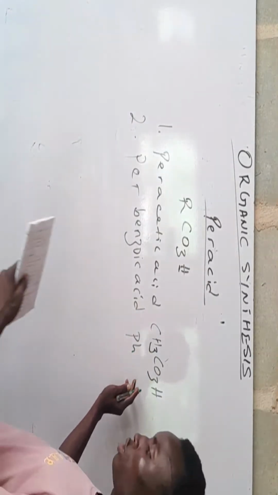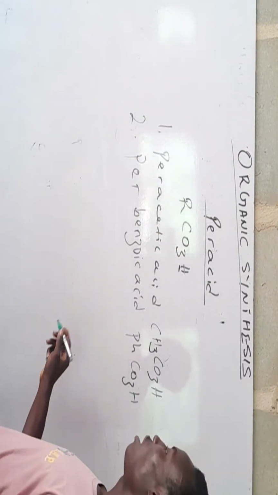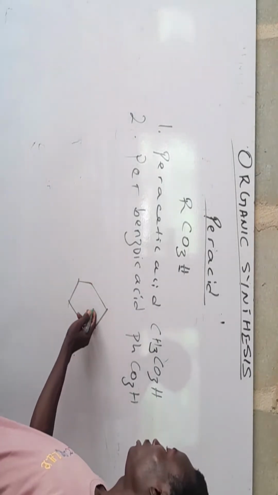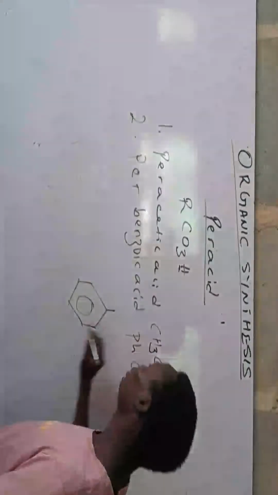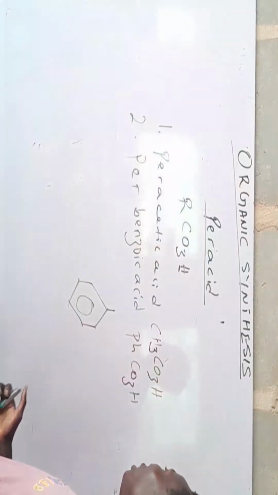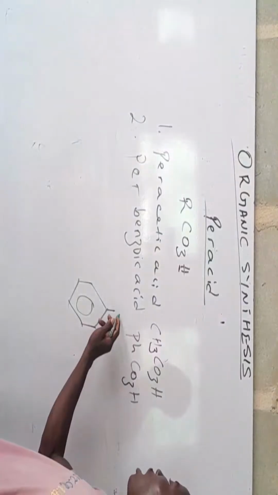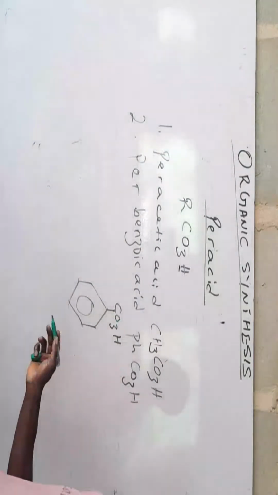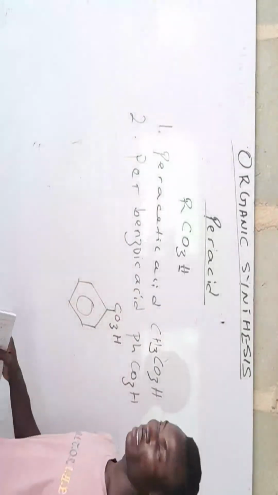We have Ph, which represents phenyl, followed by CO3H. When you draw a structure like this, take note, this is the benzene ring structure. The moment it has this on it, it is no more benzene. It has become phenyl. That's why there's Ph there. So that simply means you're adding CO3H in this case. That's all. So this is the formula for perbenzoic acid.